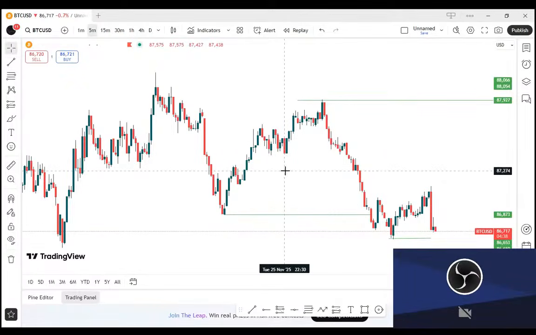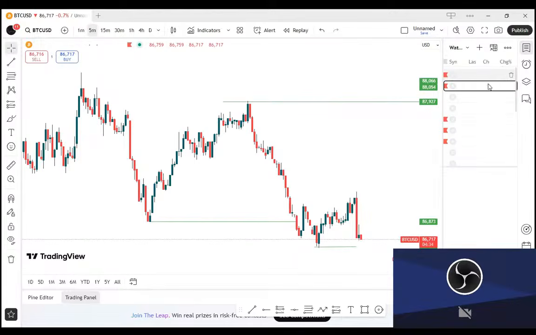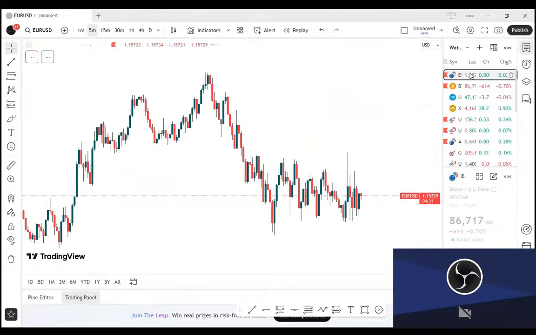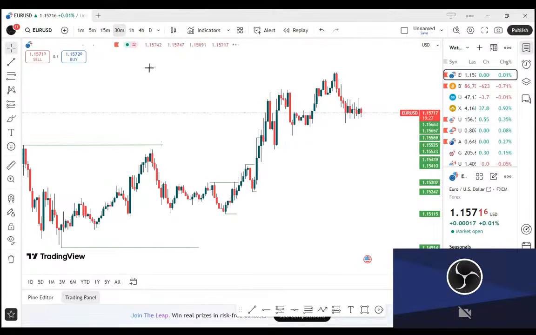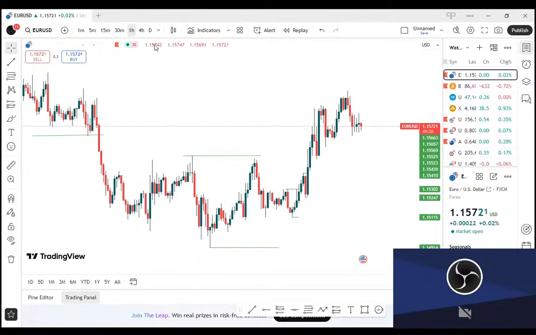So what we have to do, pay attention to BTC. Let's go to the next one. Let's go to Euro USD. Let's see what Euro USD is doing. On the Euro USD, let's drop to the 30 minutes time frame. 30 minutes time frame is the swing of the market. Let's drop to 1 hour time frame again.